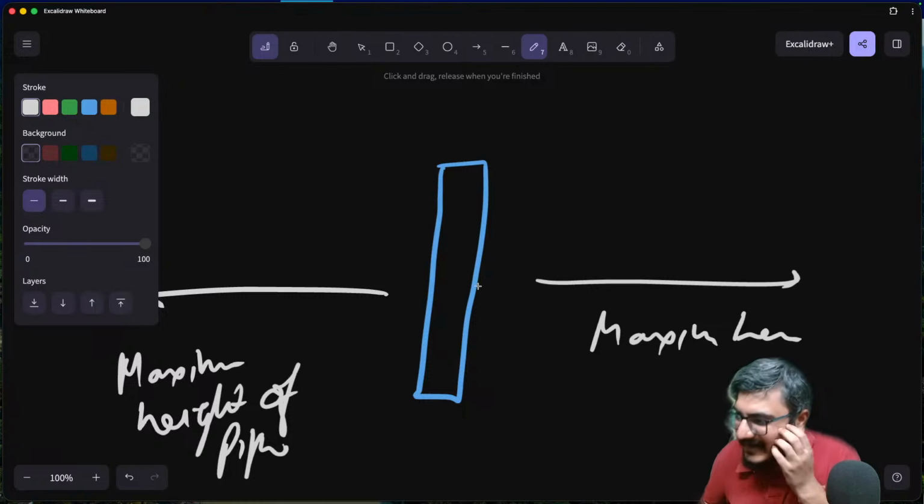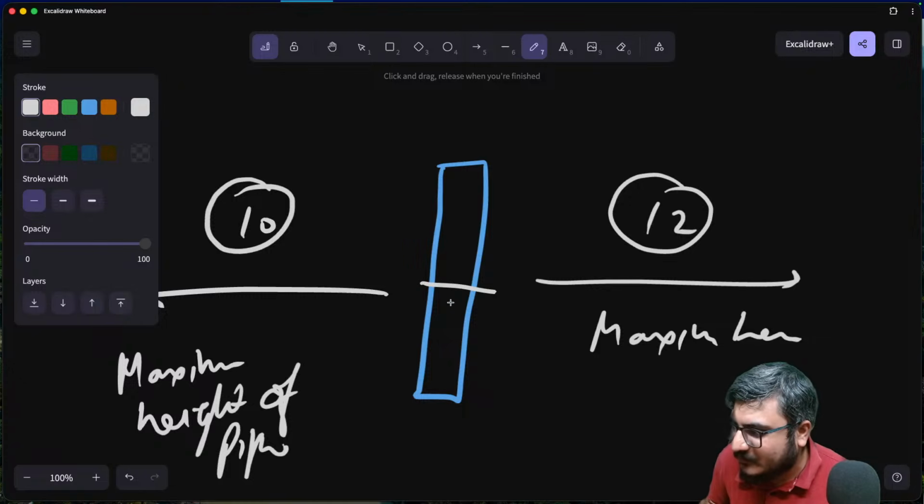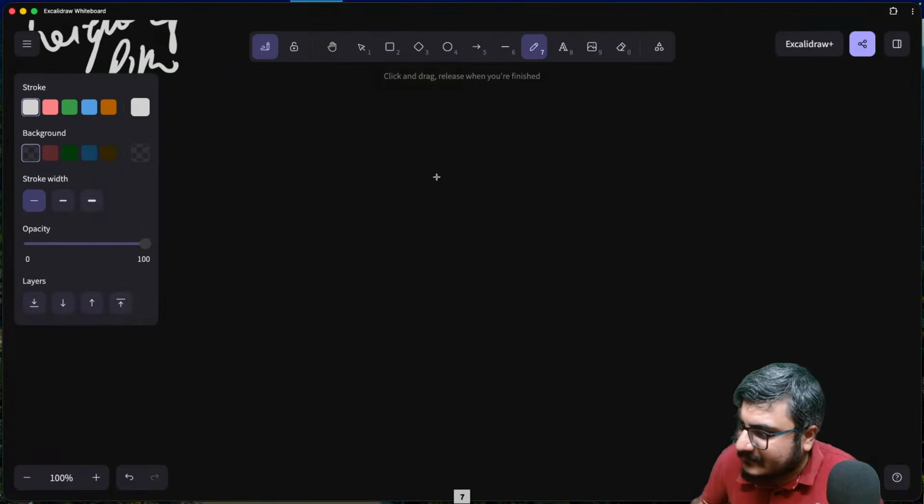Let's say the maximum height you can find on all the right side is 12, and the maximum height we can find on all the left side is 10. Then overall the claim is that we can fill water up to height 10 over here and it will never overflow, if we have to put it this way.